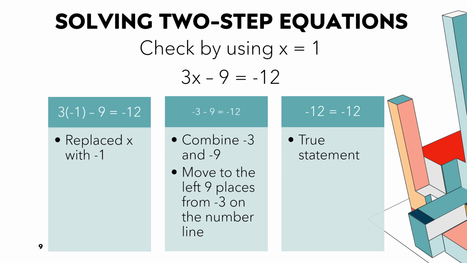Remember, subtracting a positive number from a negative number is the same as adding its opposite, a positive number, on the number line. The answer will remain negative. Let me know if you need more of an explanation. Finally, we have -12, which is equal to -12. This means our statement must be true.